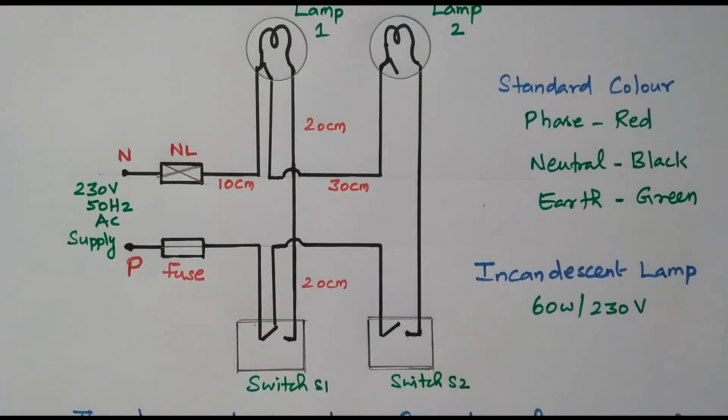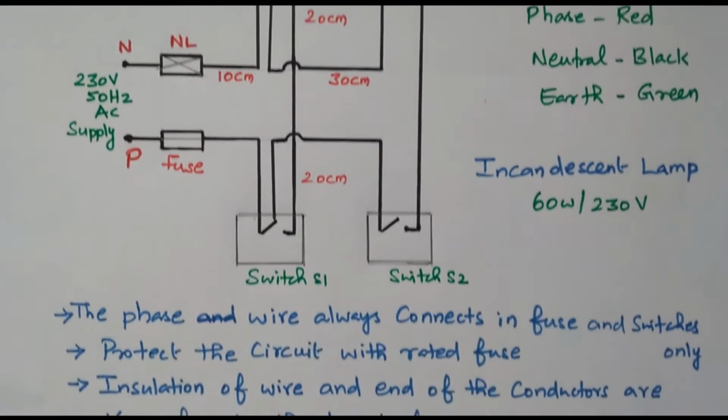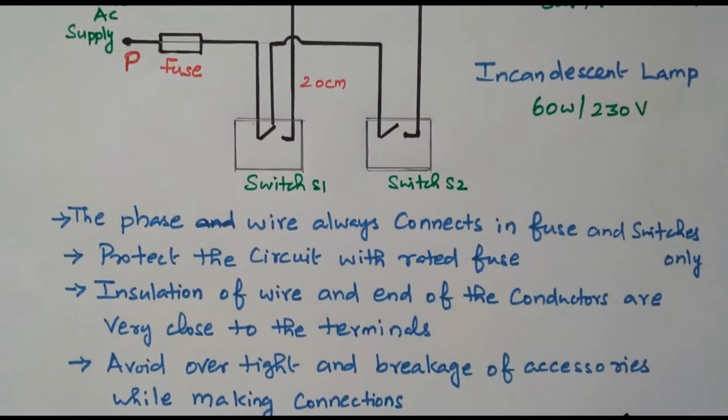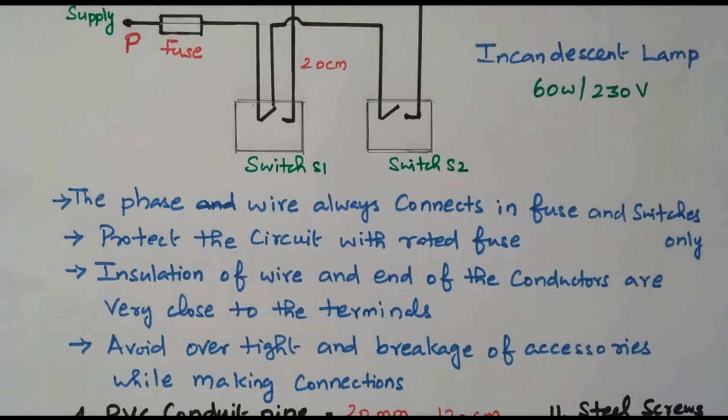Now we'll go to the precautions we need to follow. What are the steps we need to follow during the connection? The phase wire should always be connected through the fuse and switches only. Only neutral is connected directly. Protect the circuit with a rated fuse. The rated amount of fuse should be used, not much more or not lesser.